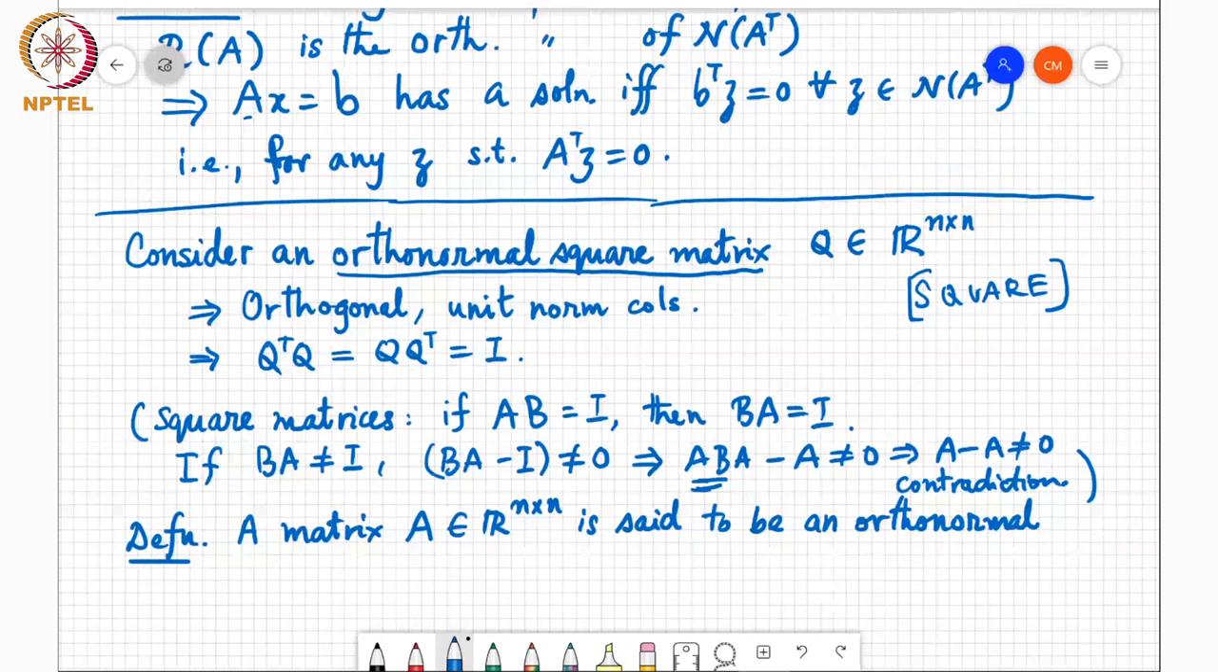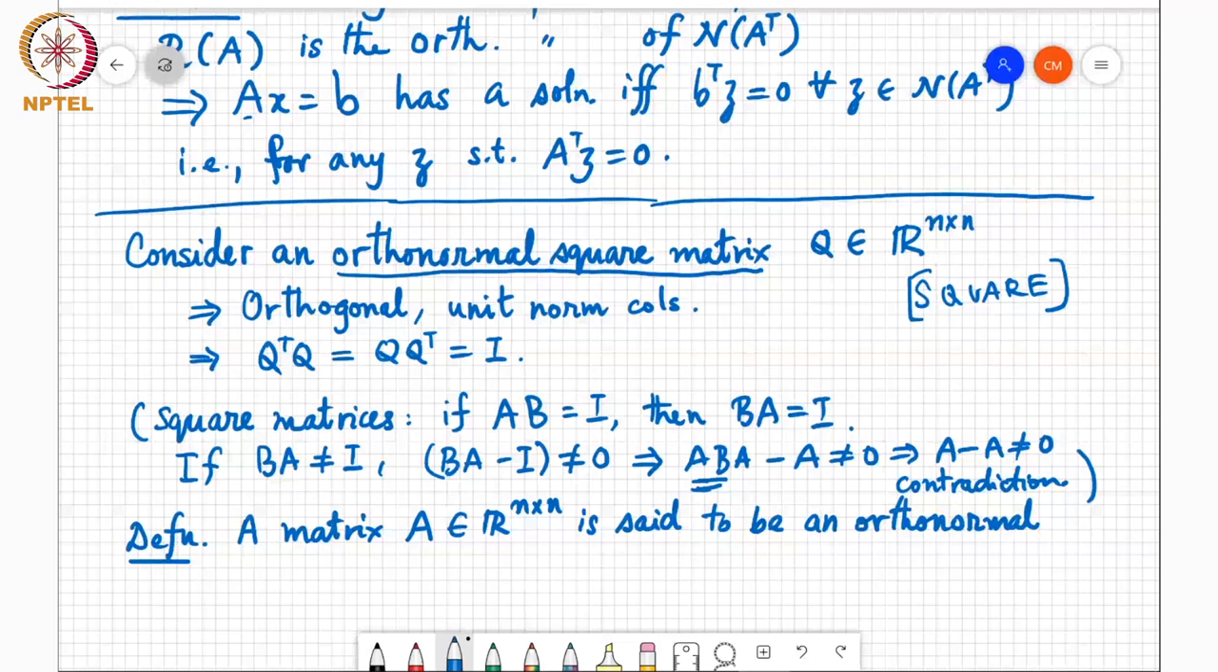If the columns are orthonormal, then Q transpose Q will contain as its entries inner products between columns, and so that will be equal to the identity matrix. But Q Q transpose need not be the identity matrix. Similarly, if the rows are orthonormal, then Q Q transpose will be the identity matrix, but Q transpose Q need not be the identity matrix. Okay, fine. Okay, sir. Yes.